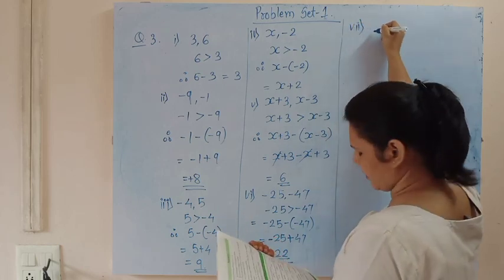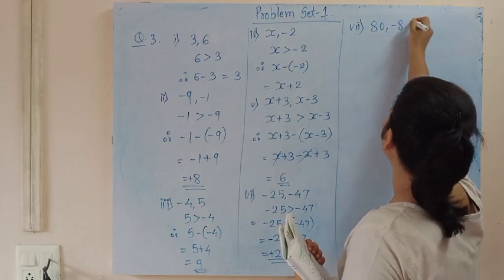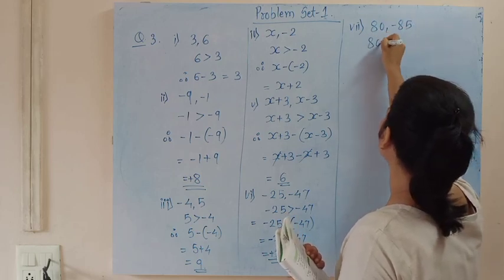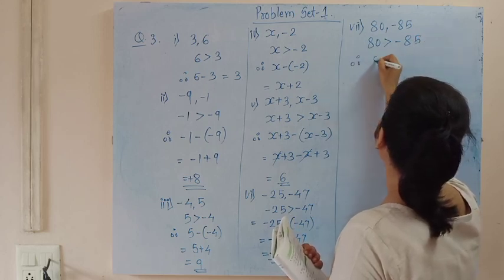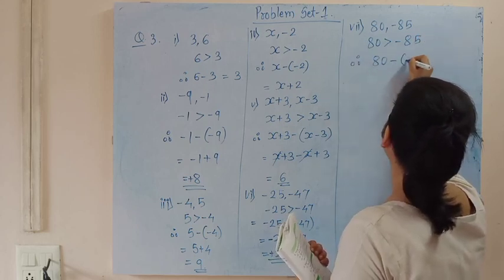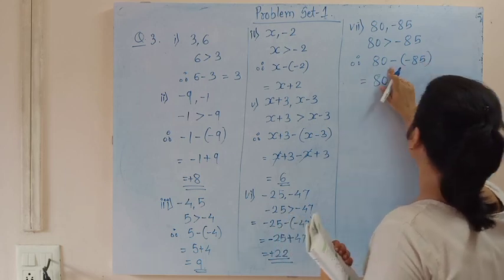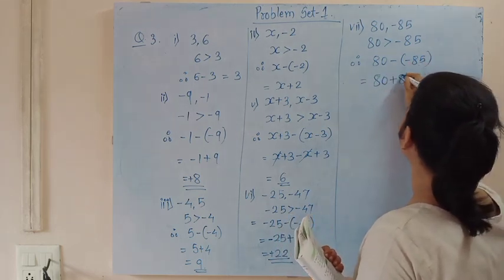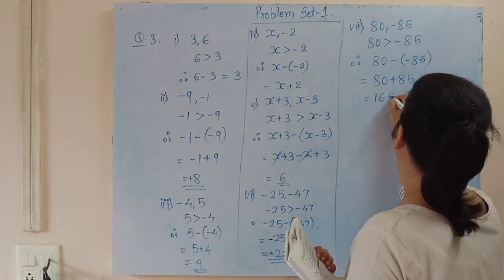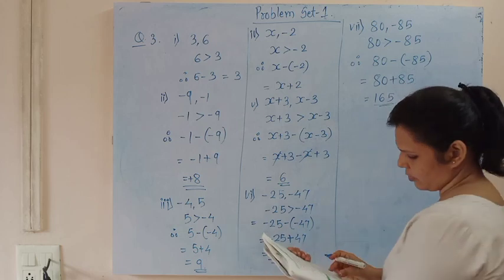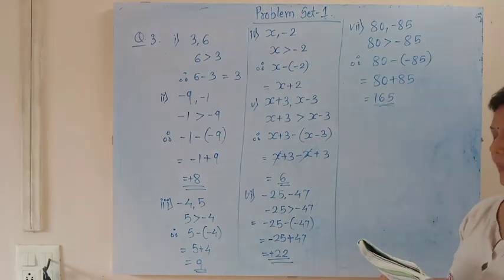Now see the next question, that is 7. In the seventh question, 80 and -85 are the numbers. So here 80 is bigger than -85. Therefore, bigger number minus smaller number is equal to 80, negative into negative, positive 85. So 80 plus 85, that is 165. Alright, so here we completed question number 3.